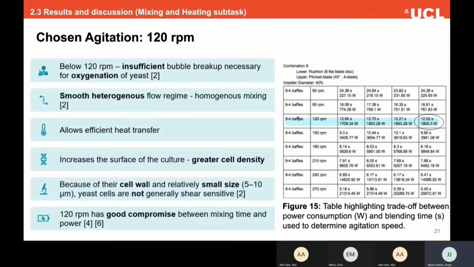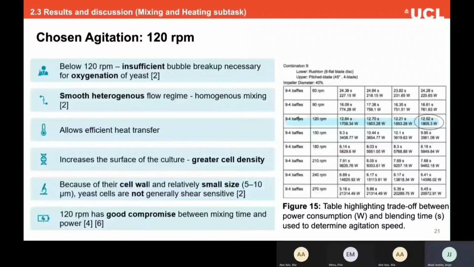Our chosen agitation speed was 120 RPM. It allows efficient heat transfer and increases the surface area of the culture that is in contact with the media, hence achieving greater cell density. Lower RPM would not have resulted in sufficient bubble breakup necessary for the oxygenation of yeast. It was found to produce homogeneous mixing without hindering cell growth due to high shear forces.